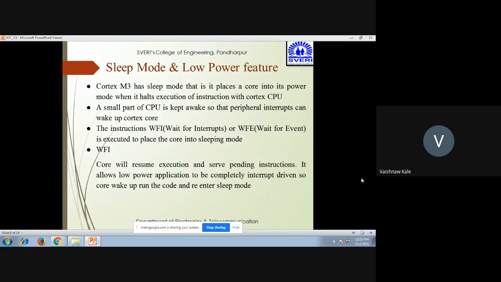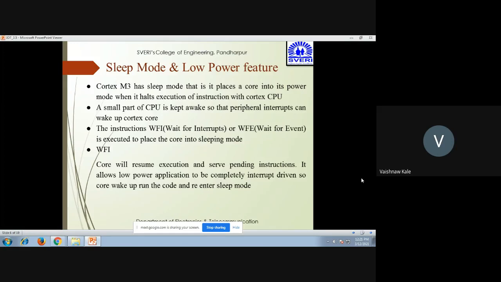And why is that kept? Because in order to give an interrupt so that it can wake up, otherwise it will be continuously in the sleep mode. See why we are putting it into the sleep mode? Because when Cortex M3 goes into sleep mode, there is less power consumption, and because of this less power consumption, you can have a long battery life. Now a small part of the CPU is kept awake so that peripheral interrupts can wake up the Cortex core, otherwise it will be continuously in sleeping mode.